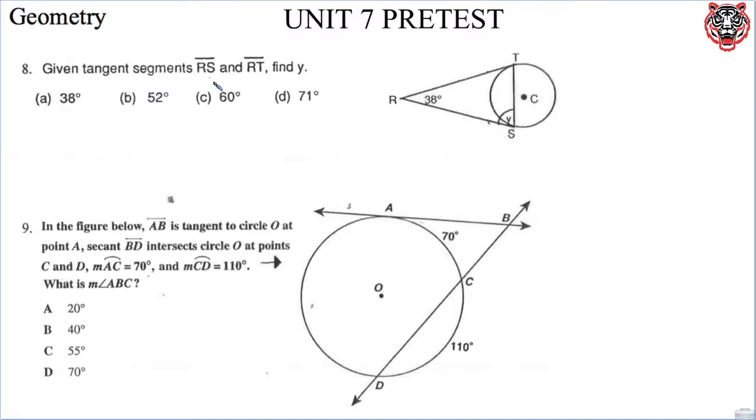Number 8. All right, RS and RT, find Y. So this angle is Y. This is basically an isosceles triangle because these are the base angles that should be equal. Those sides are the same length because those are tangents. So I basically need to do 180 minus 38 to find how many degrees are left to split between these two angles.